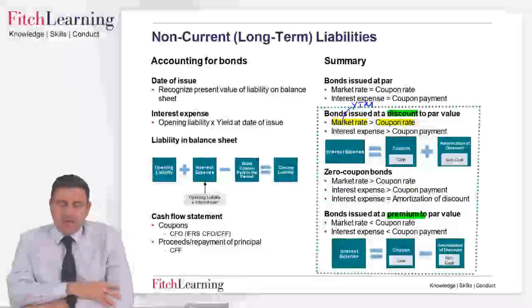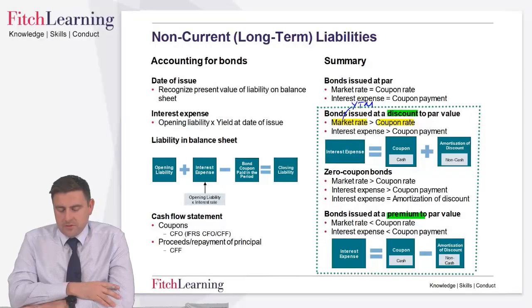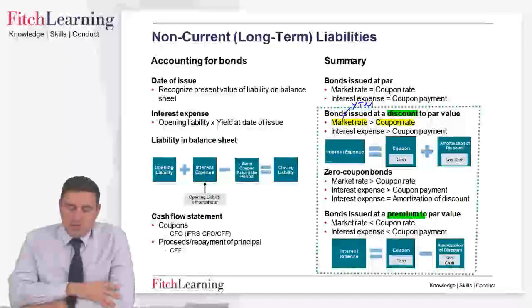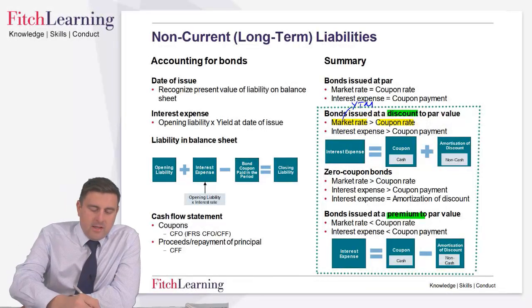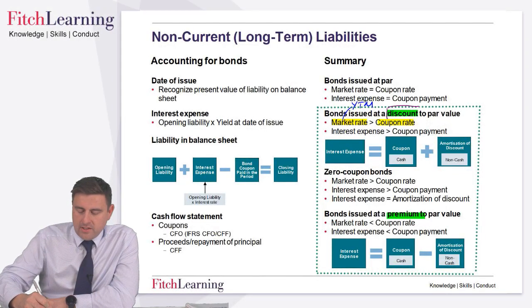Now, the point is that if a coupon on a bond is offered to the market at a rate which is quite low relative to the required return, which is the market rate, the concession is that investors are prepared to pay less in price. So that's why it's trading at a discount.